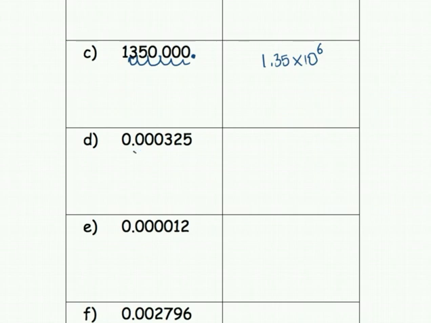Okay, so we got 1, 2, 3, 4. Okay, so right there. So that's going to give us 3.25. Okay, that's a number between 1 and 10. So that's 1, 2, 3, 4 spots. And then remember, it's a small number, so don't forget, small numbers are negative, large ones are positive. All right, here's the next one. 1, 2, 3, 4, 5. Okay, small number, negative exponent.